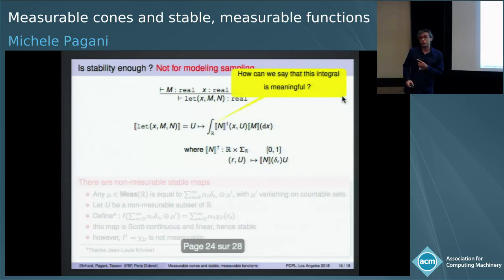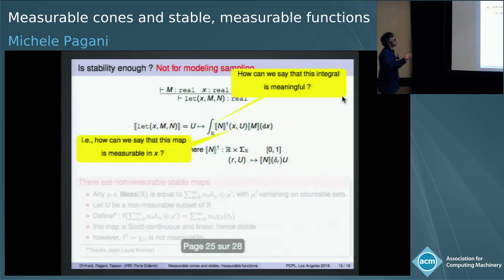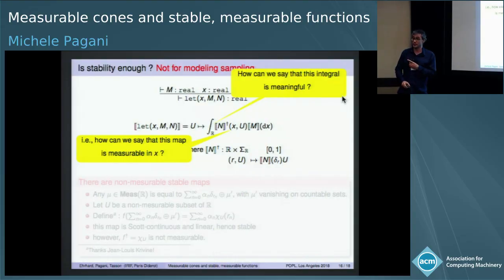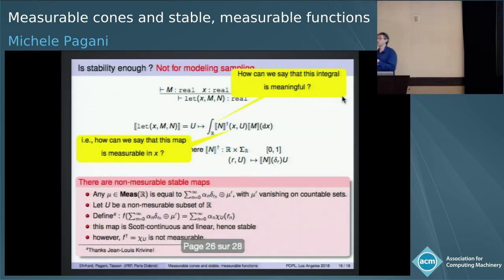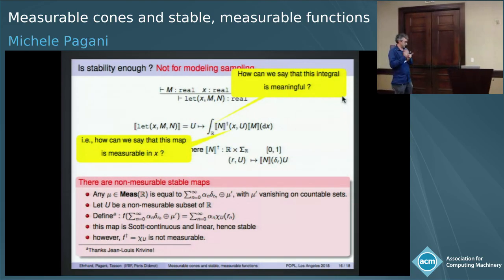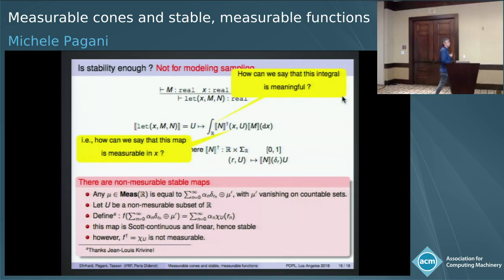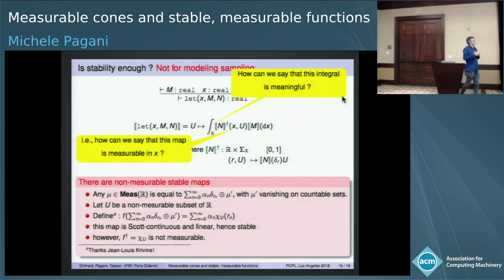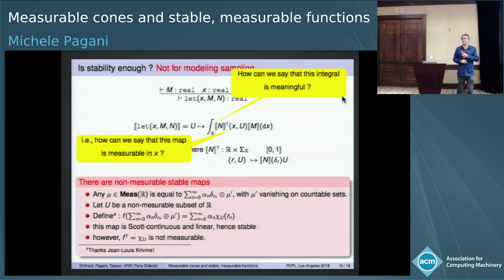But in order for this integral to be well defined, one must be sure that the function that we integrate is measurable, that is, that the denotations of our programs are always measurable. And this is not always the case for stable functions. Stability and measurability are 2 orthogonal notions. So there are stable maps that are not measurable. Here there is an example, but that is not very important.